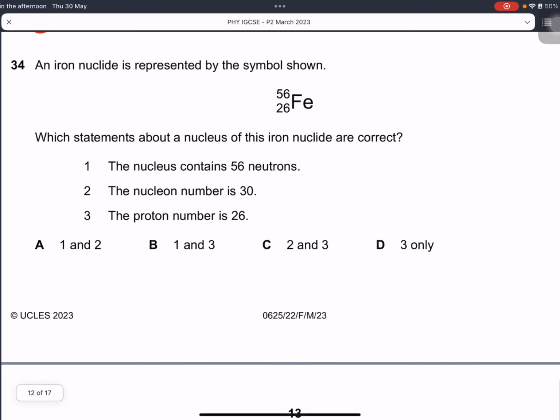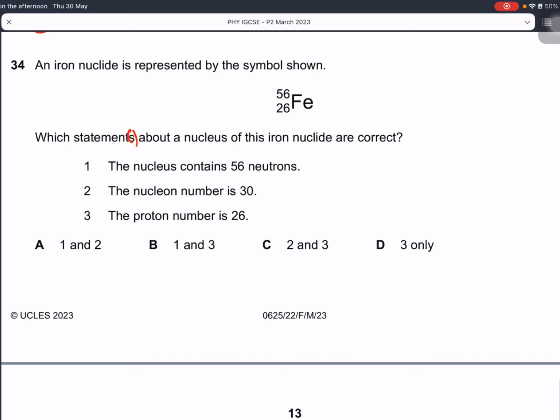An iron nuclide is represented by the symbol shown to us, Fe. Which statement about the nucleus of the iron nuclide is correct? Okay. Statement or statements again, yeah. So don't rely on "statements" meaning more than one, yeah. It might be only one as well. So we have seen this before.